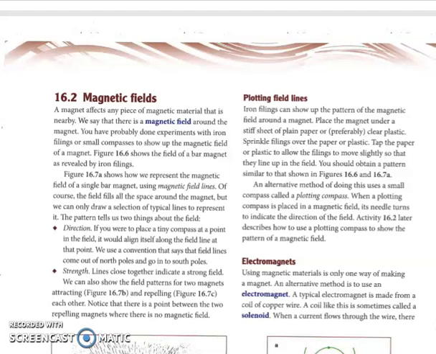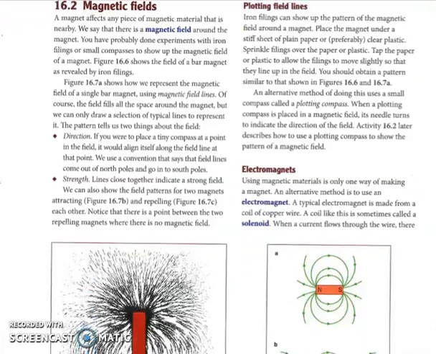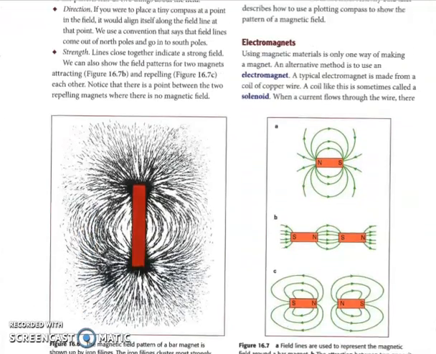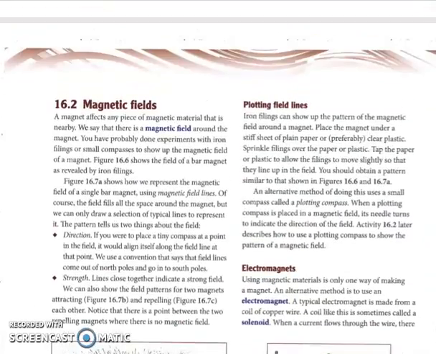So this is about magnetic field lines. You have to draw this diagram, that is A, B, C, D, in your record book, and you have to name it also. Next is about plotting field lines.